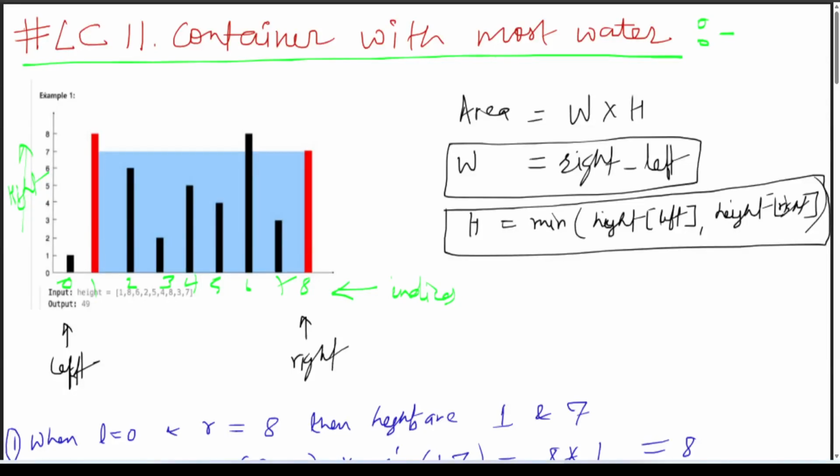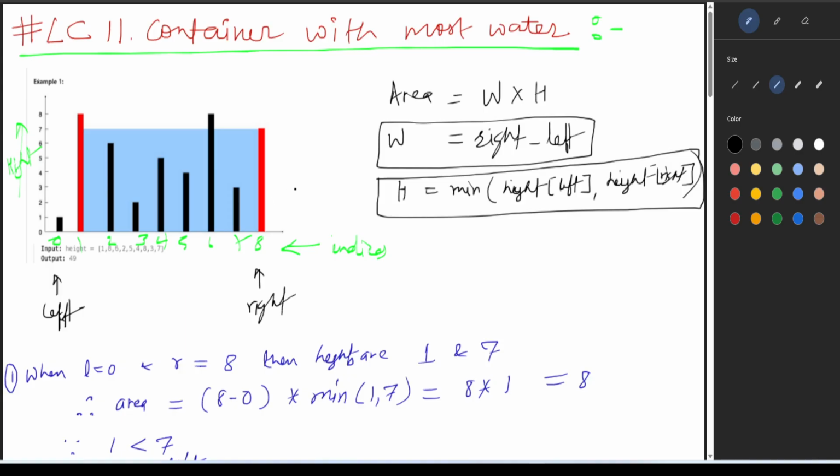Hello everyone, welcome back. In this video, we will understand very simple steps for the container problem. This is the LeetCode problem Container With Most Water. Container with the most water means we will understand how to work on this type of problem.